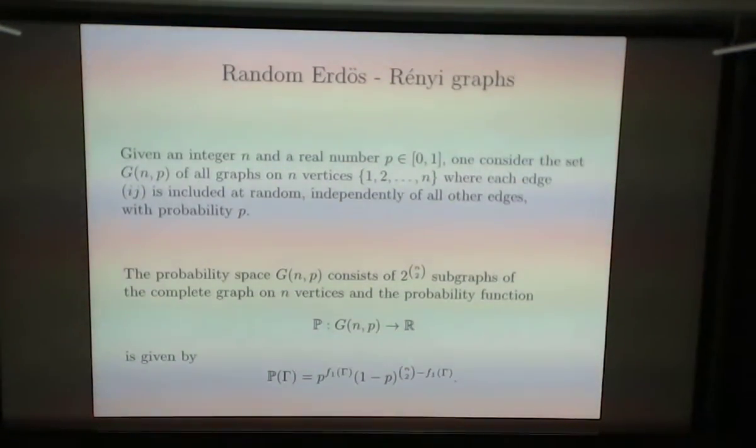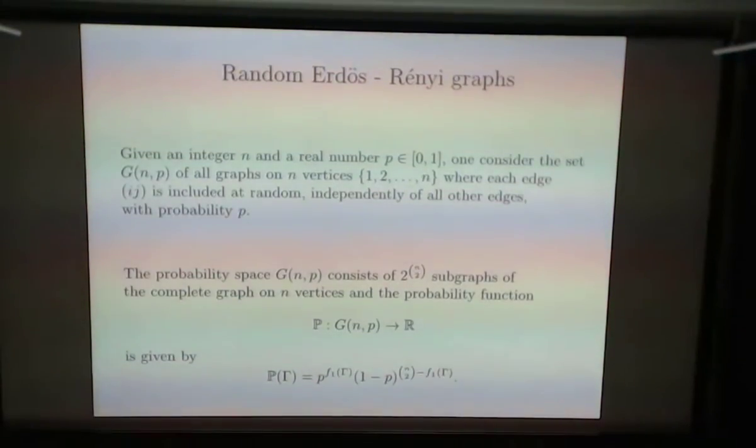A probability function on this space, well, we can write it in this formula. So p to the power f1 of gamma, the number of edges of gamma, times (1 minus p) to the power n choose 2 minus f1 of gamma. So this difference is the number of edges which are not included in gamma.